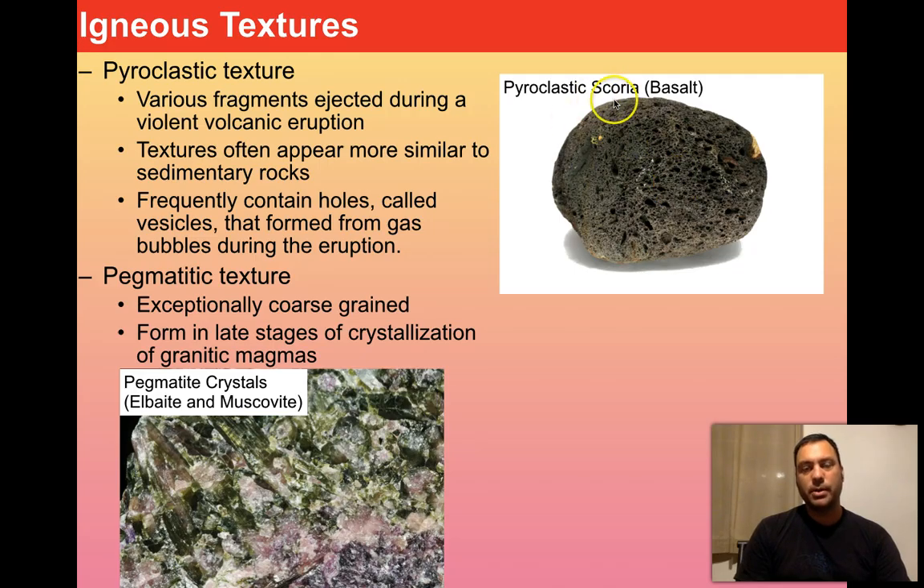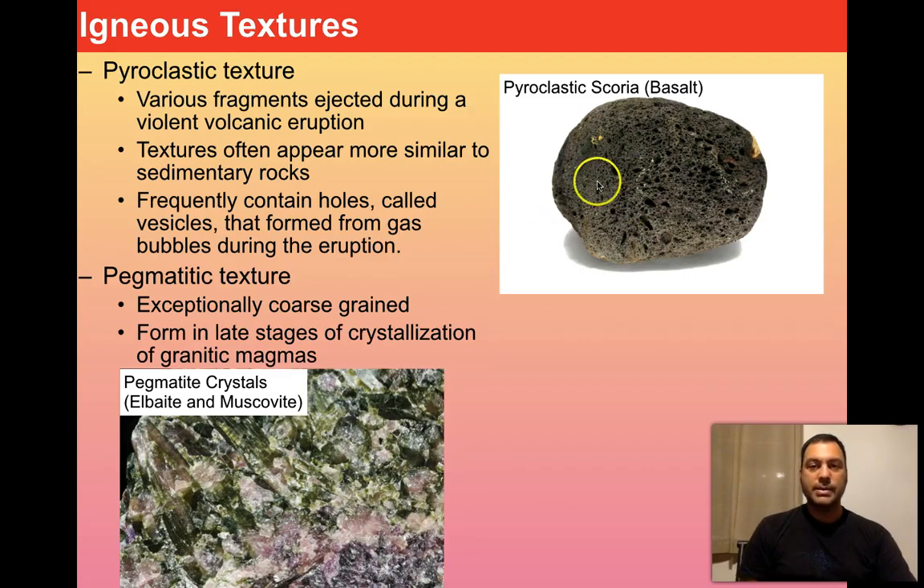This is another word that we use to describe this. You notice it has a lot of holes in it. That's a lot of gas in there. Textures often appear more similar to sedimentary rocks. That's not atypical. You can actually go to a cinder cone and you will see layers that will look like sedimentary rock layers. Frequently contain holes called vesicles that formed from gas bubbles during the eruption. So yeah, you can see this is clearly coming out of a volcano, and it had a lot of gas in it at one time.